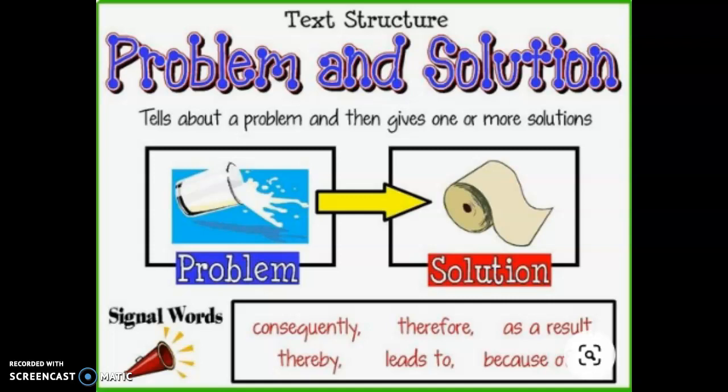So some of the key words or the signal words that you will hear in order to identify a problem and solution in a text are consequently, thereby, therefore, leads to, as a result, and because of.